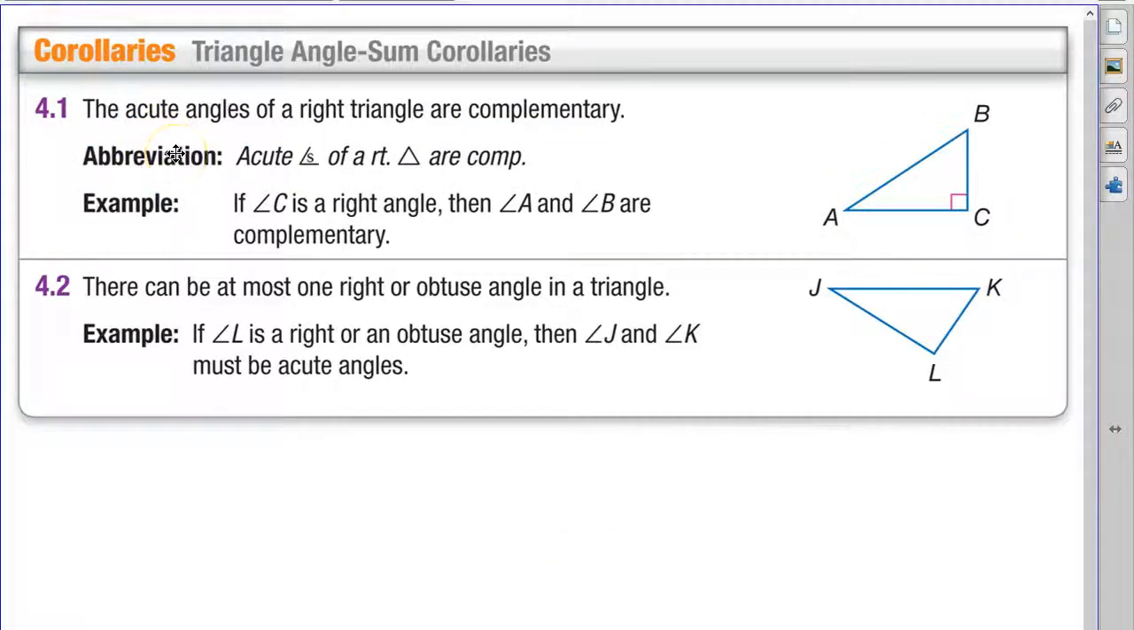There are two other theorems here at the end of the section, and hopefully they're common sense theorems. The acute angles of a right triangle are complementary. That should make sense. If a triangle adds to 180, you take away 90 degrees, there's only 90 left for A and B to add together. And the next theorem, we'll talk about this in chapter 5: there can be at most one right or obtuse angle in a triangle. We already said earlier that every triangle has at least two acute angles, but we'll come back in chapter 5 and talk about why this is true. So hopefully again, common sense.